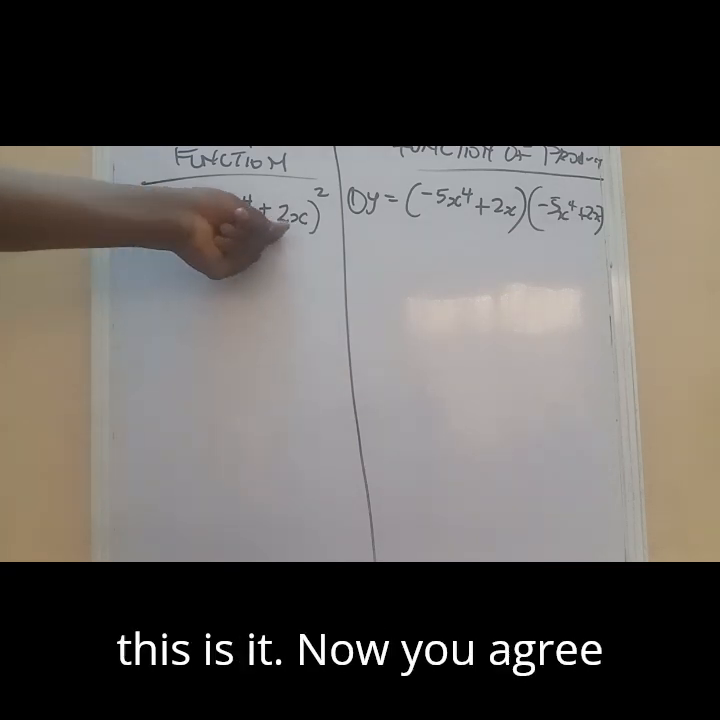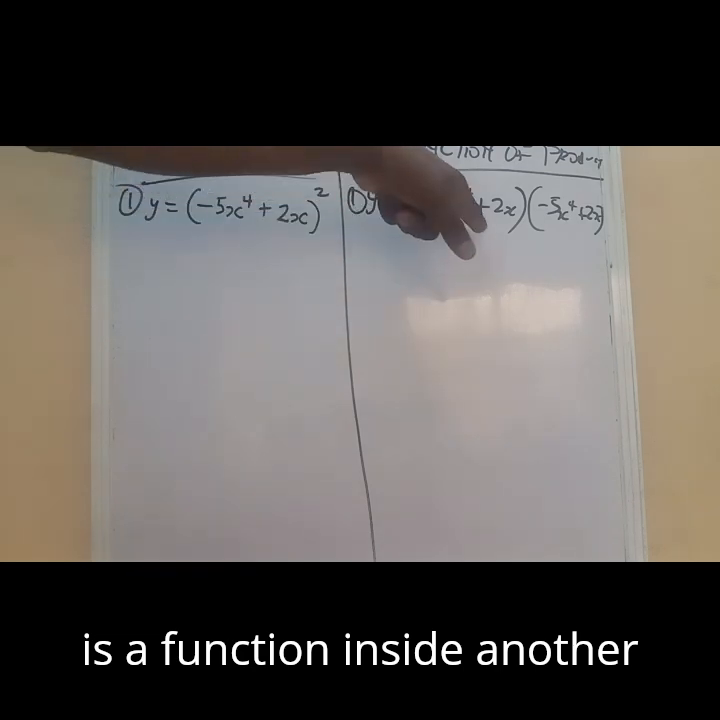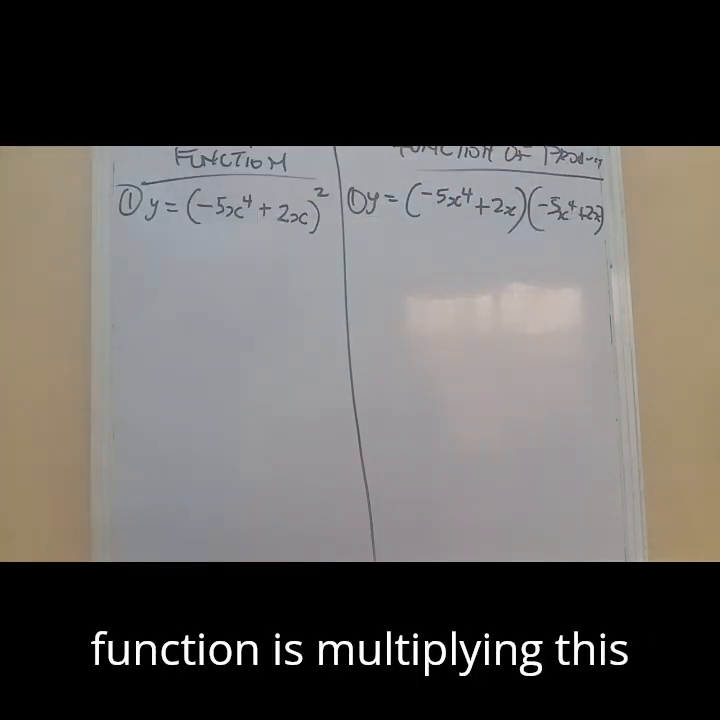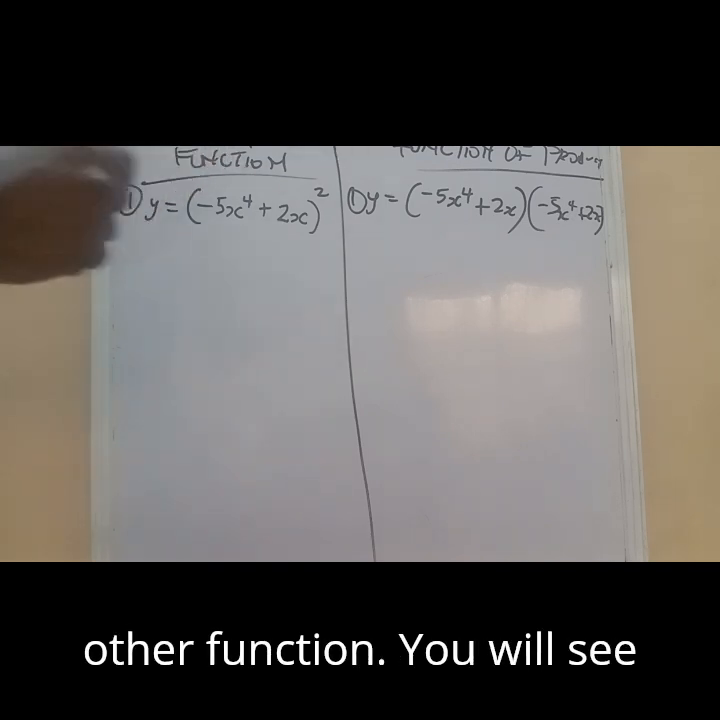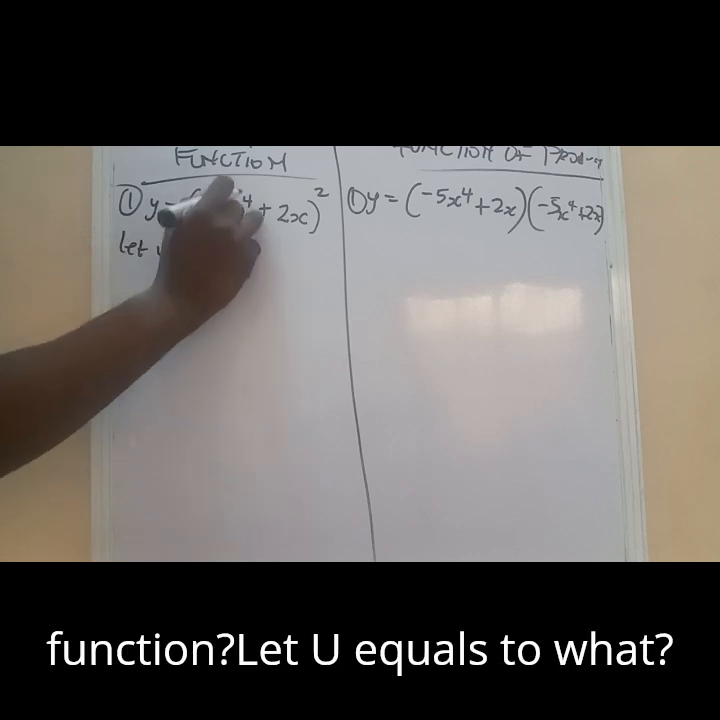Now, you agree that this is a function inside another function. Why is this one a product function? That is, this function is multiplying this other function. You will see that it is going to give us the same answer. What do we say about function of function? Let u equal to what? What is in the middle?